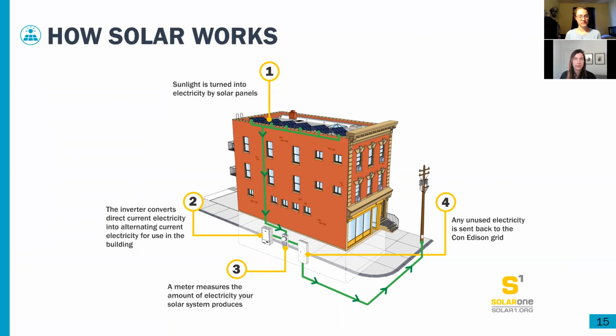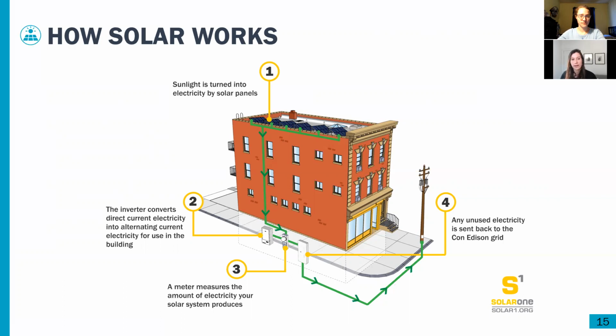If the building is using the electricity on site, it'll consume whatever electricity is generated. Typically in multifamily buildings, we set it up so that it is used in the common areas. If there's excess electricity, that will get passed through the meter, essentially making the meter run backwards, which measures that amount of extra electricity. And then it will get sent back to the grid. And Con Edison, in Con Edison territory, will credit that excess electricity to the building's account.